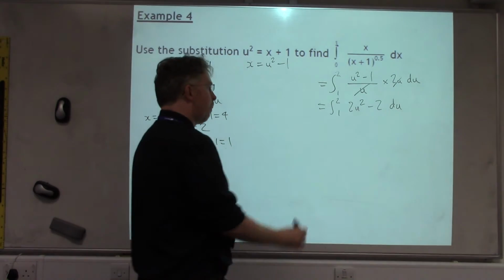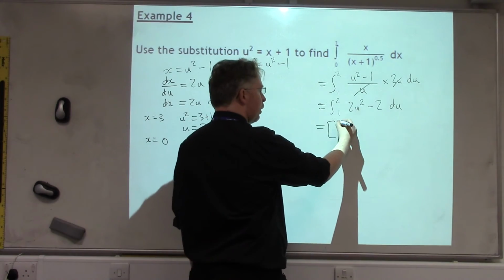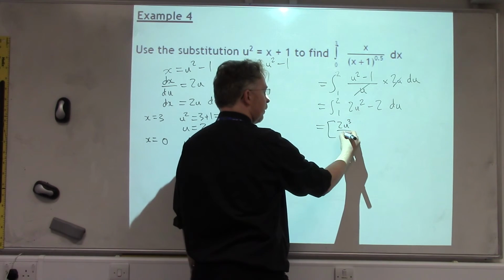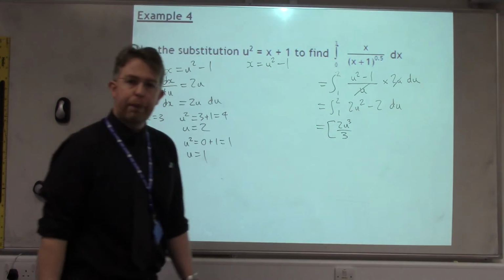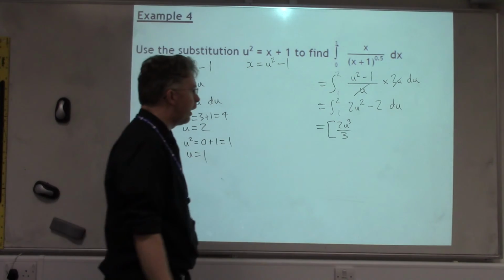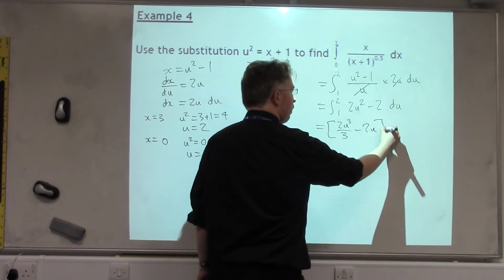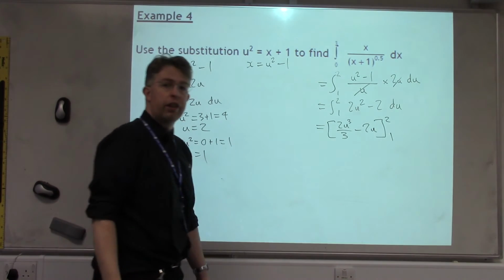So integrating term by term, increase the power by 1, divide by the new power: 2u cubed over 3, minus 2 becomes minus 2u. We've got our new limits.